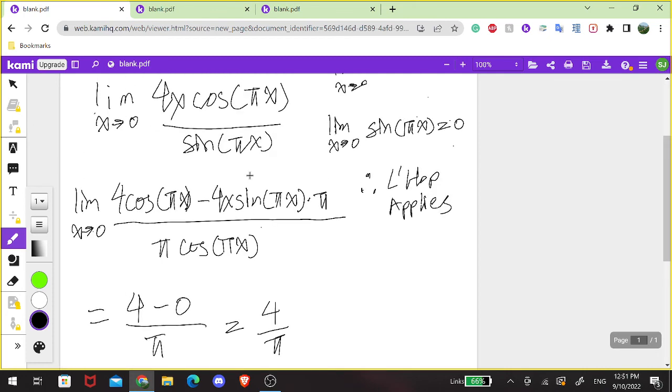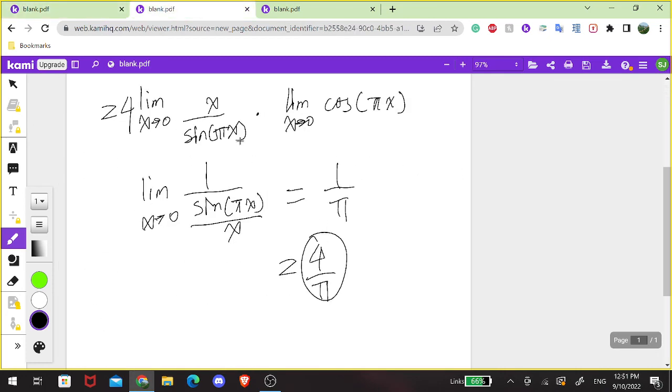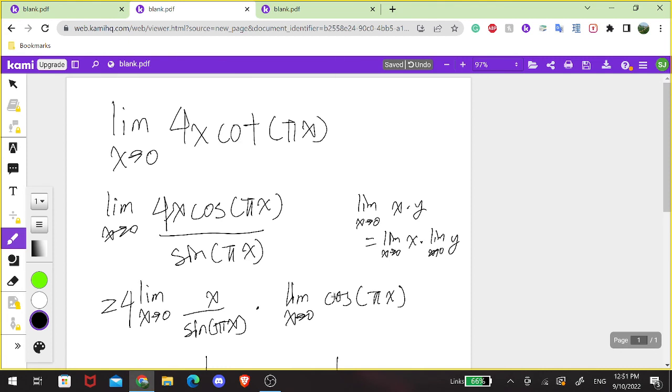And that is how you solve the limit of 4x cotangent pi x as x approaches 0. Hope this helped, and thank you for watching.